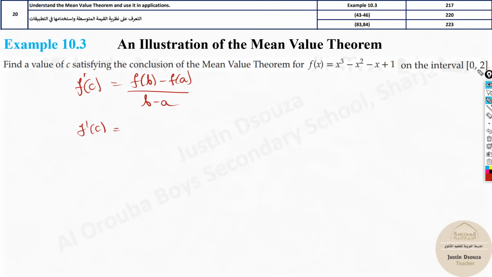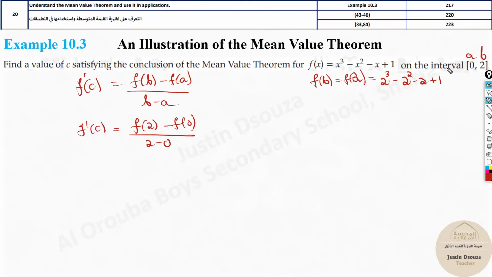But what is f of b? This is a, this is b. It will be f of 2 minus f of 0 divided by 2 minus 0. First let's do f of b, which is equal to f of 2. That is equal to 2 cube minus 2 square minus 2 plus 1. Let's see the answer. 2 cube is 8. 8 minus 4 minus 2 will be 2. 2 plus 1 is 3.